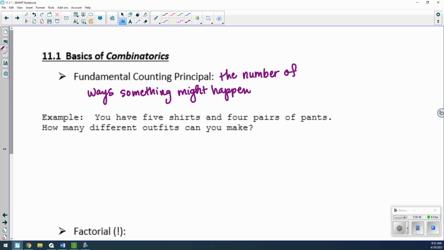And if we look at this first example, let's say we have 5 shirts and 4 pairs of pants. We want to determine how many different outfits we can make. Well, let's think about what's going to happen. Each day we need to pick out a shirt, and each day we need to pick out a pair of pants. We know that we've got 5 shirts and 4 pairs of pants. So if we multiply 5 times 4, that will get us 20, which is 20 different outfits using your 5 shirts and 4 pairs of pants. I hope they all match because you don't want to clash.